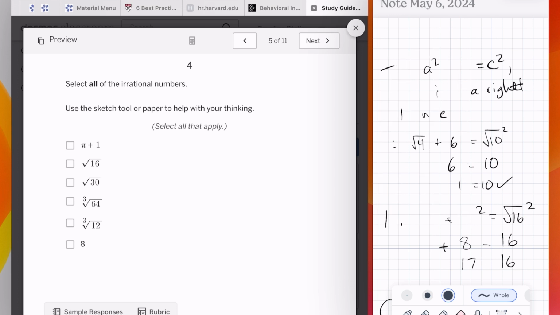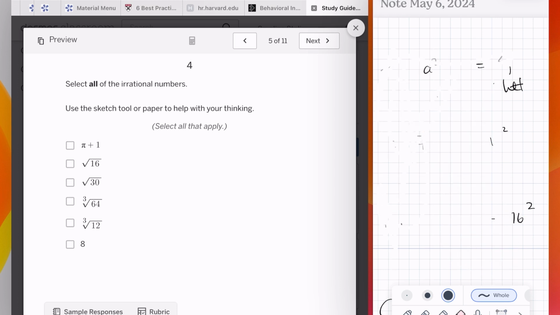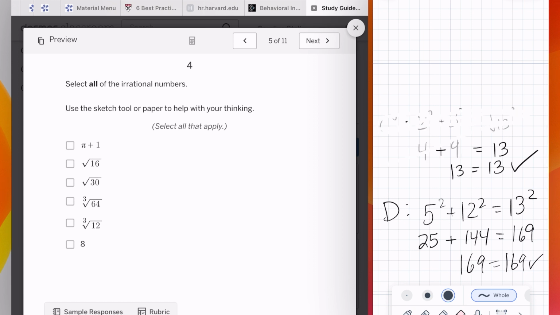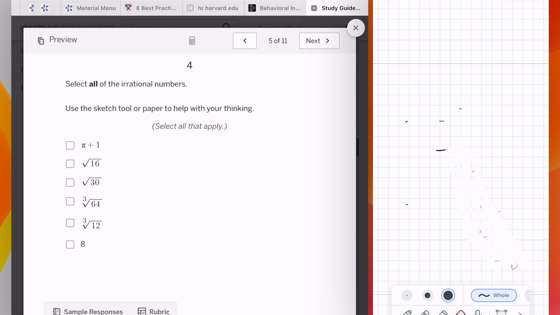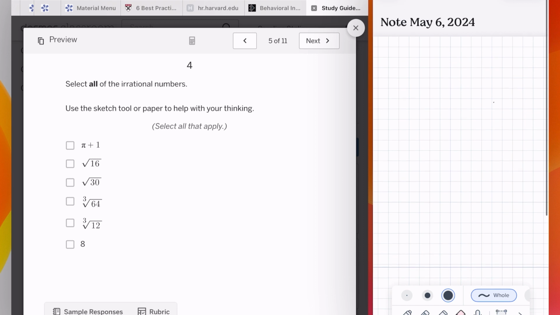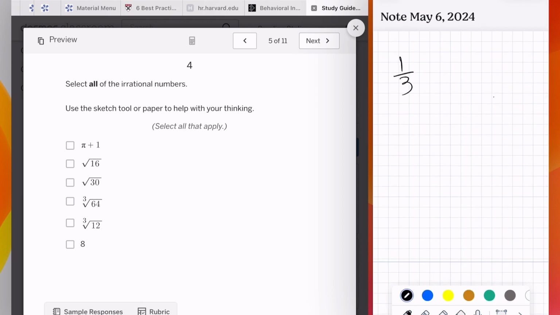All right, question 4, select all of the irrational numbers. So, irrational numbers are numbers that go on forever with no repeating pattern. The classic example of an irrational number is pi, 3.14159265535, etc., but it never ends, and there's no repeating pattern, like 1/3, that 0.3 repeating, that is rational, okay, because we have this repeating pattern, but pi is irrational.